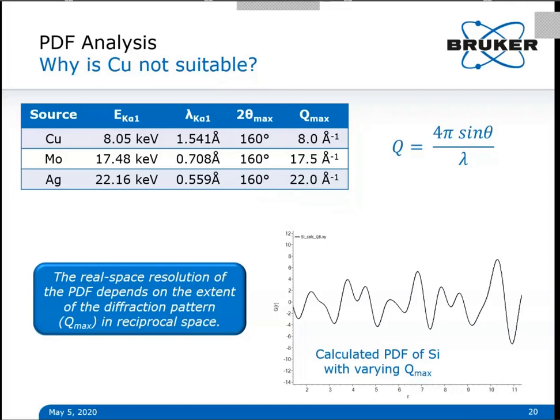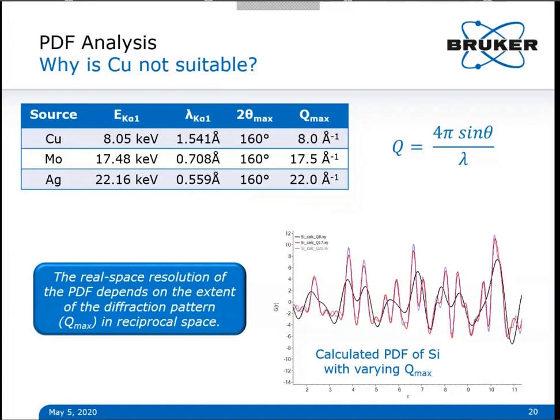With a copper source, diffraction data can only be collected to a Qmax of around 8 inverse angstroms. Here at the bottom right, we can see a calculated PDF curve of silicon that can be obtained with an instrument with a copper source. If we calculate the curve again, this time with a Qmax of 17, we can see two effects. Peaks become sharper and better resolved, and the termination effects become smaller.